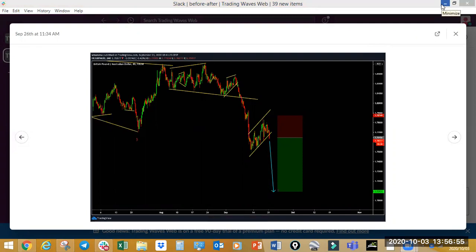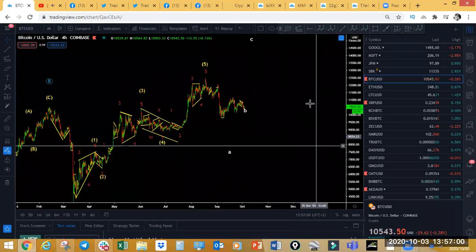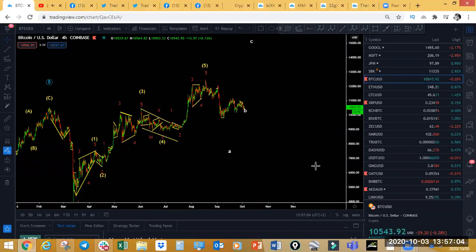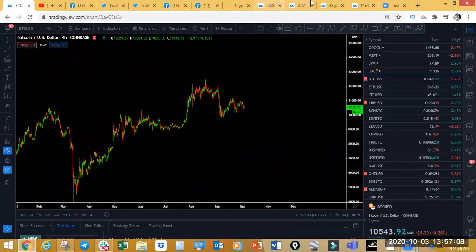Right, so let's get started with this week's outlook. What are we expecting for the next week? Let's start with Bitcoin. Okay, let's look at the structure of Bitcoin. So what we're looking at here on Bitcoin is this move. Let me show you the structure first before we start.